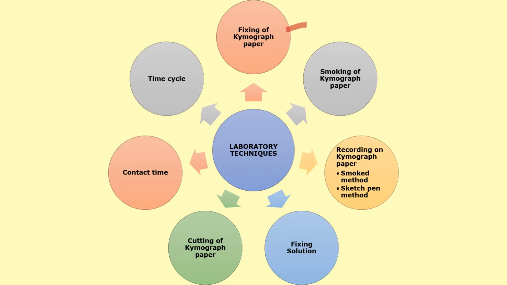Then the next one, that is smoking of kymograph paper. After tightly fixing the kymograph paper on the drum, the kymograph paper should be smoked uniformly with black smoke of benzene and kerosene or the mixture of the two.